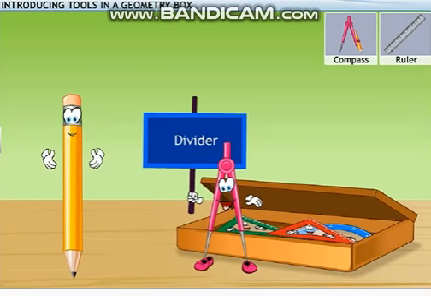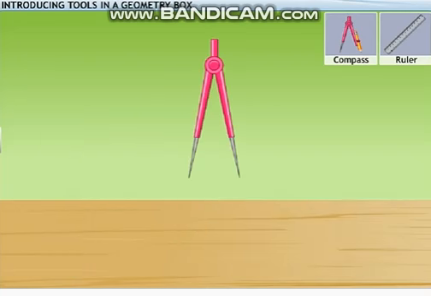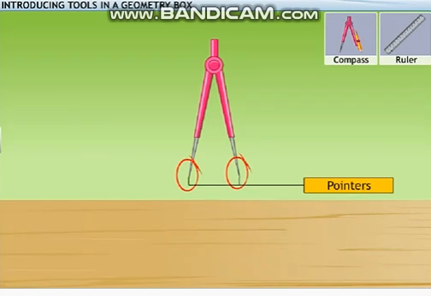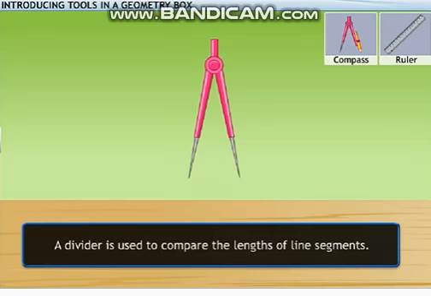The divider is yet another important tool in your geometry box. It is similar to a compass, but it has a pair of pointer ends. It is used to compare the lengths of line segments.